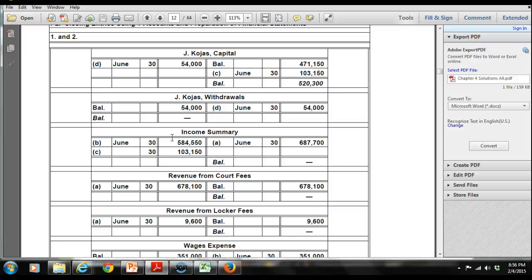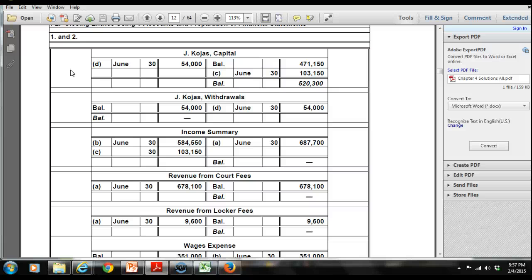The last entry in closing out the accounts is to close out the withdrawal accounts. We have right now a debit to withdrawals of $54,000. To zero that out, we're going to credit those withdrawals and zero it, and we're going to debit J. Cogis Capital. Because remember, withdrawals decrease owner's equity. So that's the D entry you're going to do, to J. Cogis Capital.